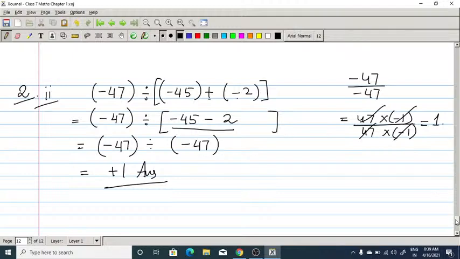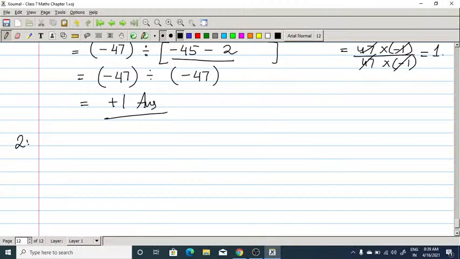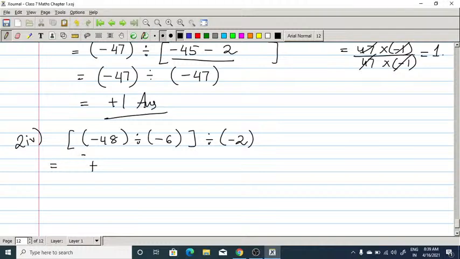Let us do question number 2, subpart 4. Minus 48 divided by minus 6 divided by minus 2. Again we are dividing two negative numbers, so the answer will be positive. We will do the brackets first. So 48 divided by 6, right?